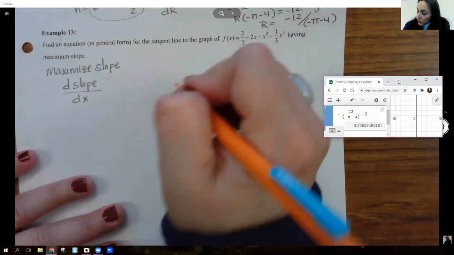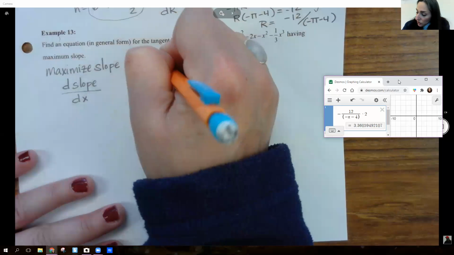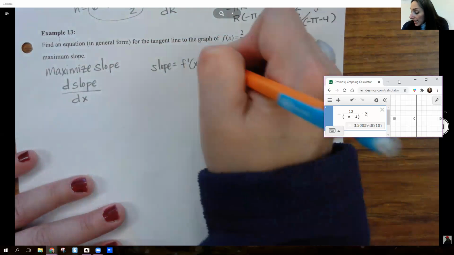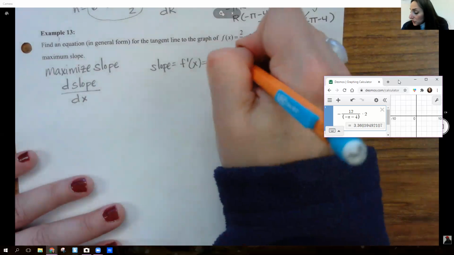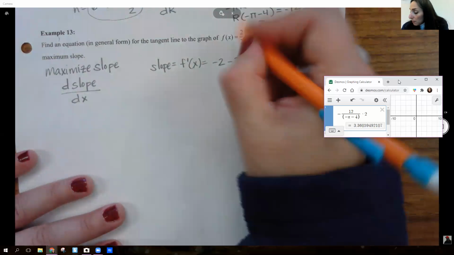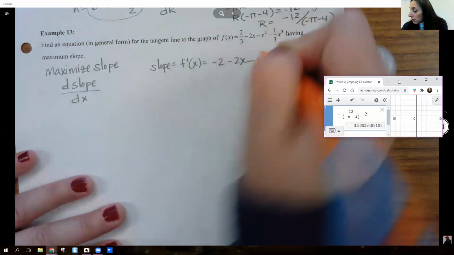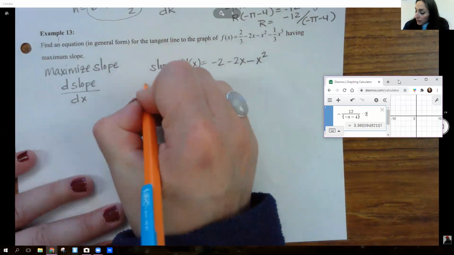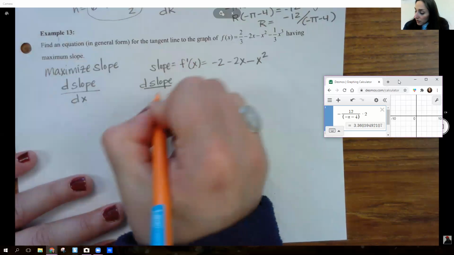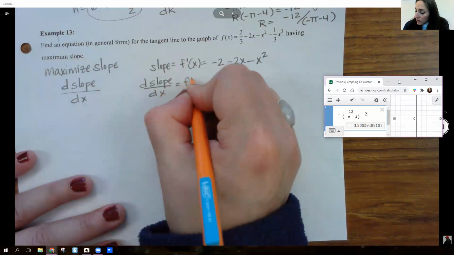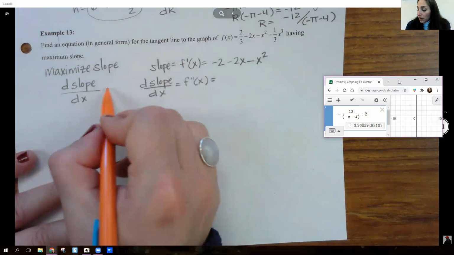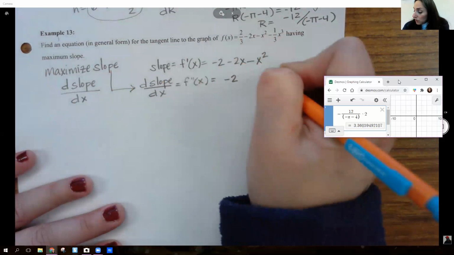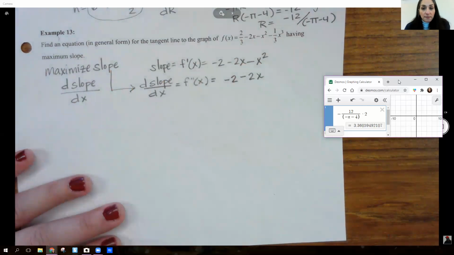Okay, so first derivative. This represents the slope in general. So that will be, let's see, -2 minus 2x minus x squared. The second derivative, now this is what we're doing. The derivative of the slope with respect to x, that would be the second derivative. And that's how we're going to maximize the slope. And that's just going to be -2 minus 2x.